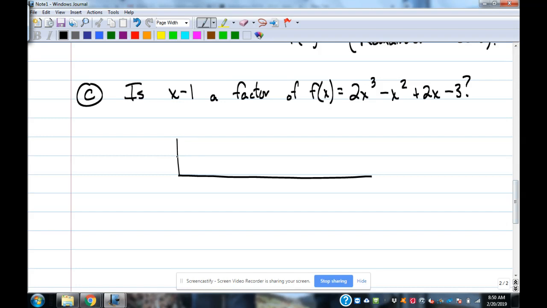than long division. 2, -1, 2, -3. What goes on the shelf out here? +1. And then run through that. So 2, and get a remainder of 0.